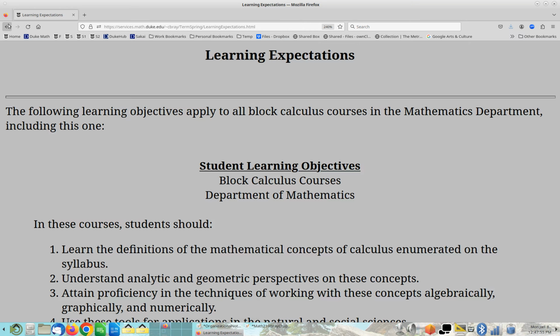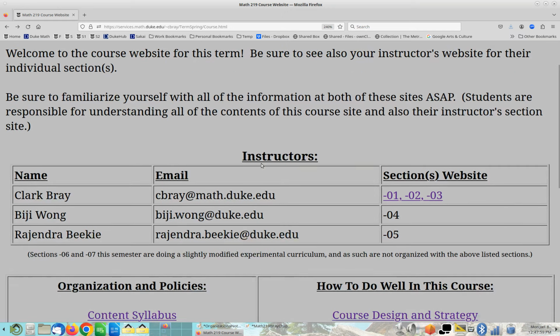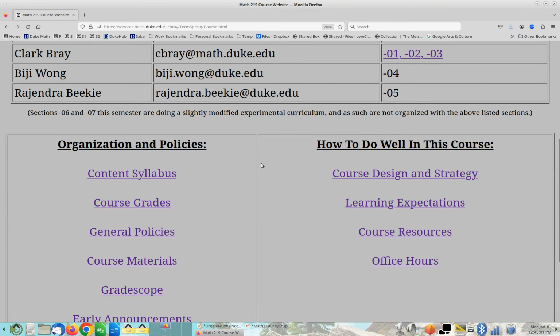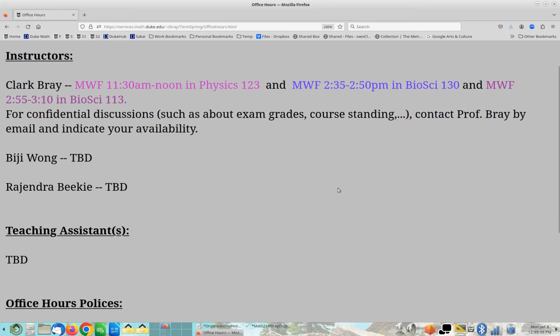Let's see, if we go back, this is the course website for all sections. Notice there is a page down here called Office Hours. I already have my office hours listed, and the location moves around, you'll notice, depending on where I am, at what time, on what day, just because I'm aware my lecture schedule is a little bit weird this semester.